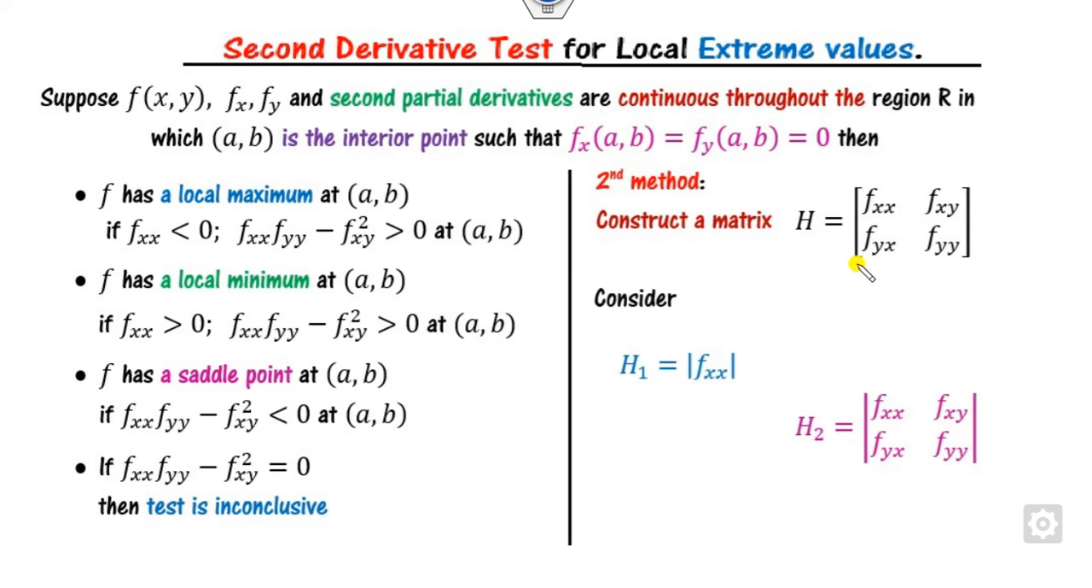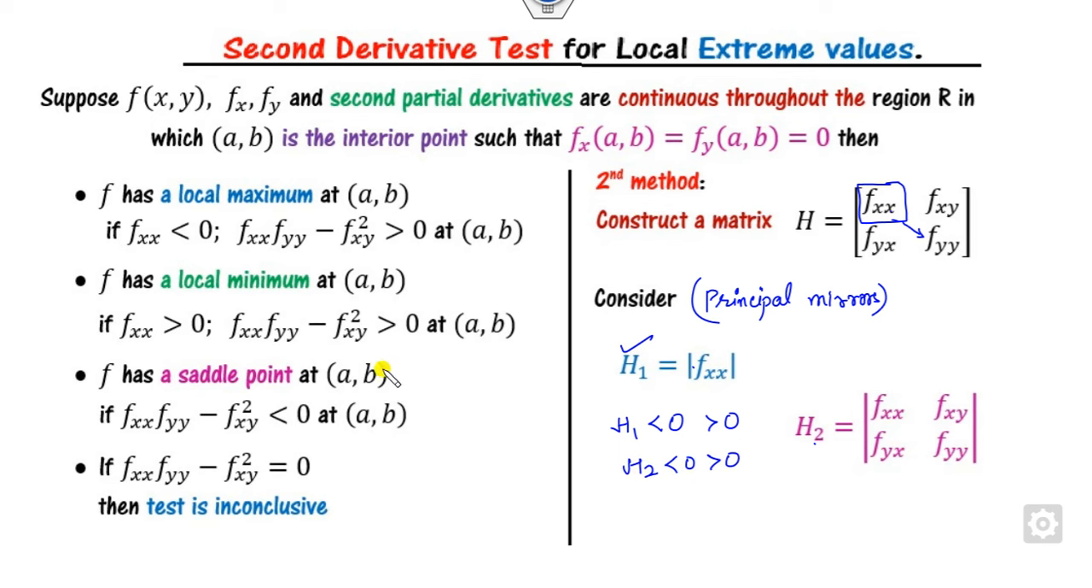Then we can define determinants called the principal minors. Once you compute the principal minors, what is a principal minor? The first diagonal entry is h1. The second is the determinant of the first two rows and columns, h2. If you have a 3 by 3, then the third one is the determinant of the whole matrix. Then we can check whether h1 is less than 0 or greater than 0, and whether h2 is less than 0 or greater than 0.